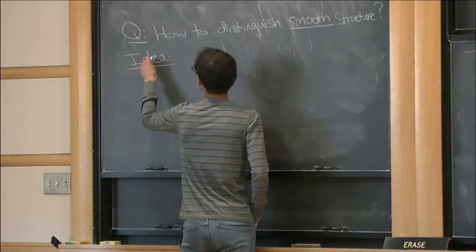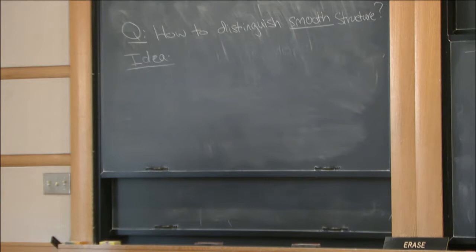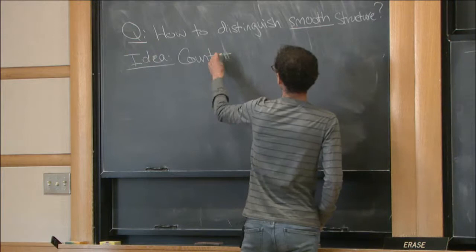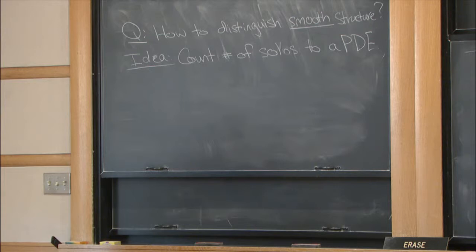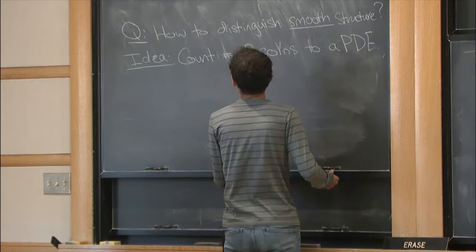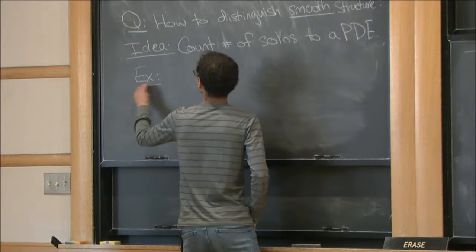So, what's a smooth structure? It allows us to take derivatives. So we should really define an invariant that has derivatives built into it. So what we should do is count the number of solutions to some differential equation, right? That's something that really sees the smooth structure. We should take derivatives, and that'll give us something. Okay. So maybe an example, which is nice, is the so-called Seiberg-Witten equations.